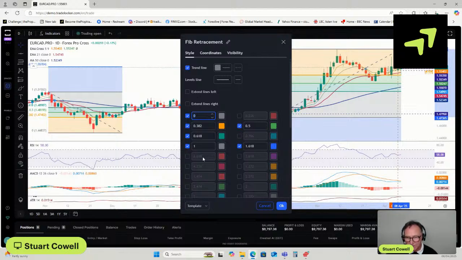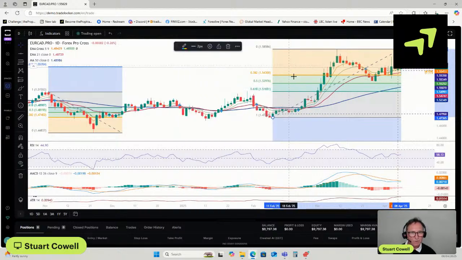And as I say, the extensions can go on and on and on, because it's simple maths and it goes on forever. So 4.23, 2.61, 3.618. It can go on and on and on. But let's keep it somewhat within reason.